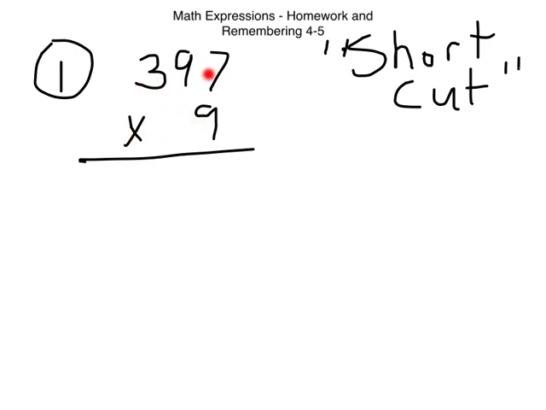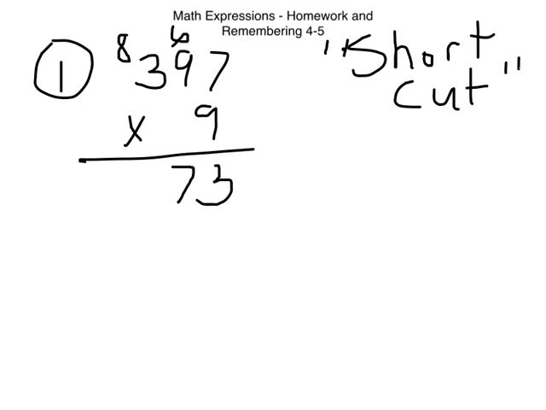So 9 times 7 is 63. I'm going to put my 3 ones down and my 6 tens up. So I have the number 63 still. You can see the 6 tens and the 3 ones. Now we'll go to the next digit. 9 times 9 is 81 plus 6, which gives us 87. So I put my 7 down and I carry my 8.